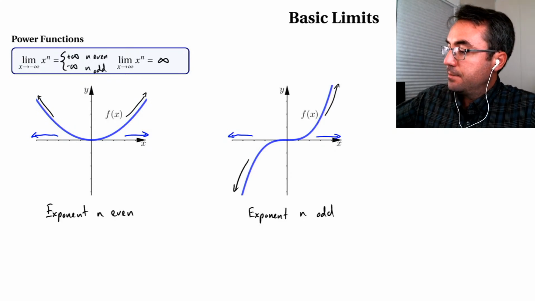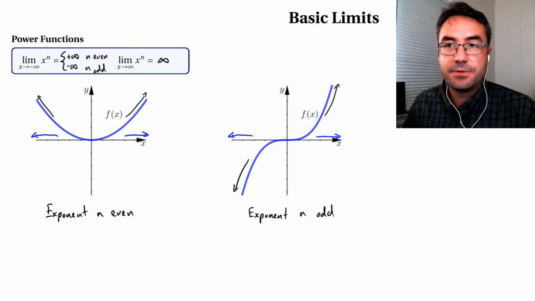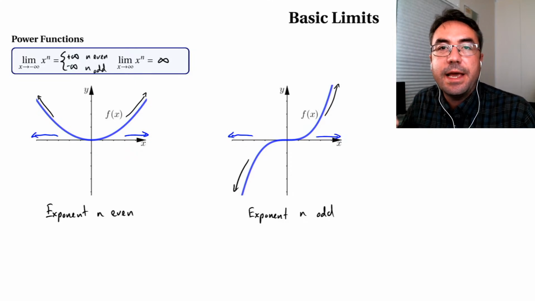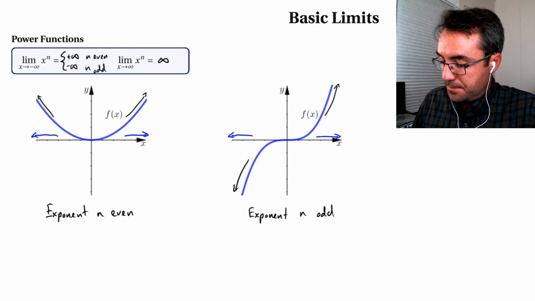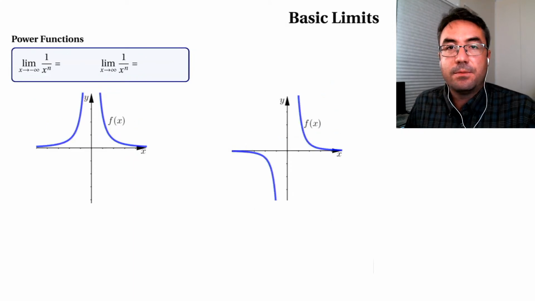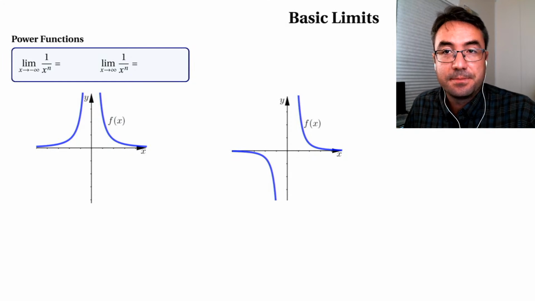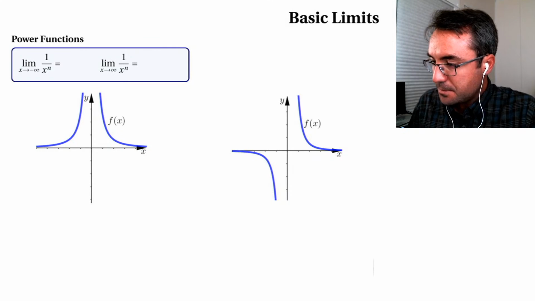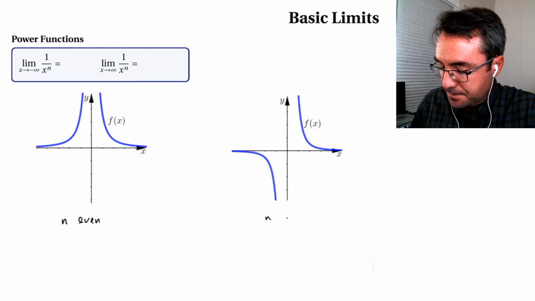Let's look at a few more. We're just going to go through a laundry list here of basic functions, our elementary functions, just to see what the end behavior is for each of these. So let's look at power functions with a negative exponent. And again, there's two cases here, n even and n odd.